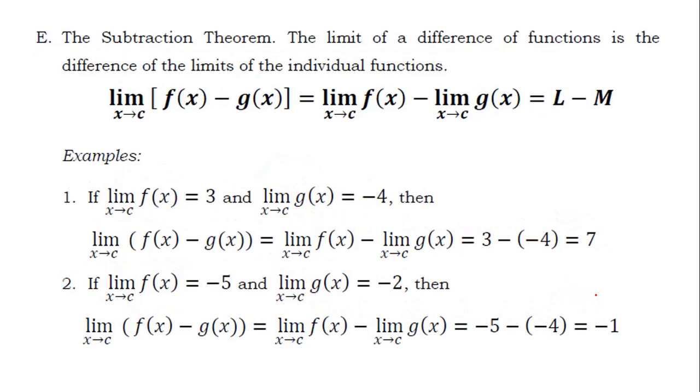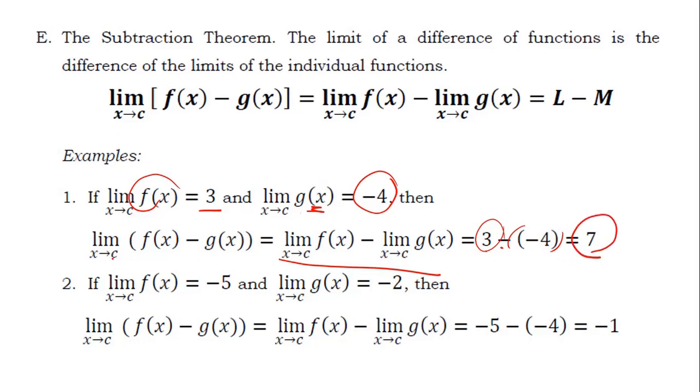Same with subtraction. Subtraction works the same way, but please be careful with the sign, the negative and positive sign. Simply, the limit of this function is 3, and the limit of this function is negative 4. So, by subtracting the two limits, we have 3 minus negative 4, that is positive 7.